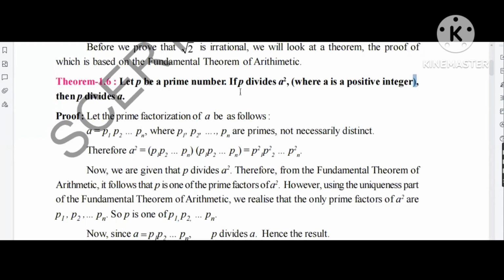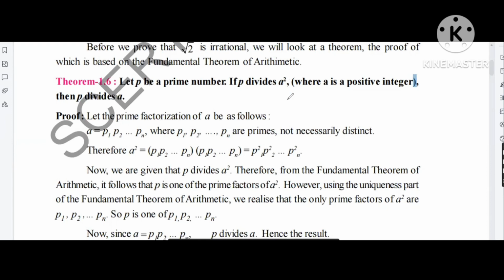Hi students, today the most important topic in the first chapter, that is how to prove the given number as irrational. Before going to start the topic, you should know this theorem, Theorem 1.6. You should remember the statement, that is enough. If p is a prime number and p divides a square, then p divides a also.